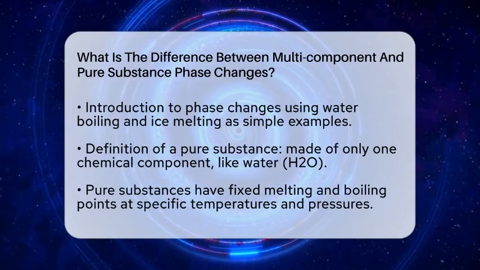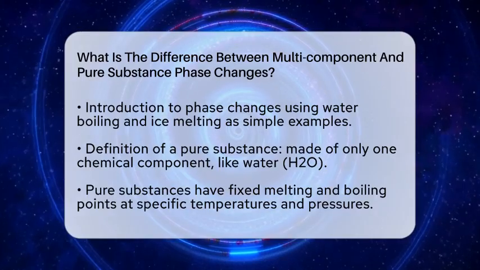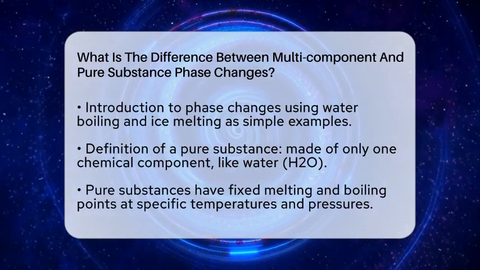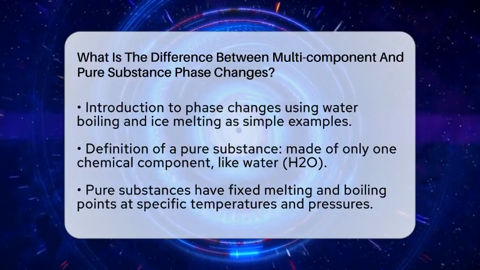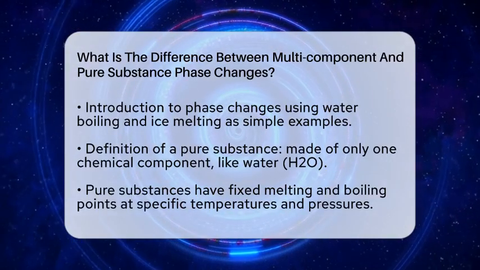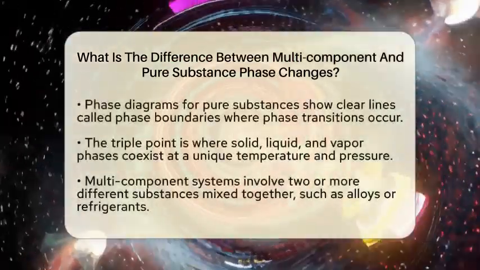A pure substance is made of only one chemical component. Think of pure water, which is just H2O molecules. When it heats up, it melts at exactly 0 degrees Celsius or boils at 100 degrees Celsius at standard atmospheric pressure. These phase changes happen at specific temperatures and pressures, which are fixed for that substance.